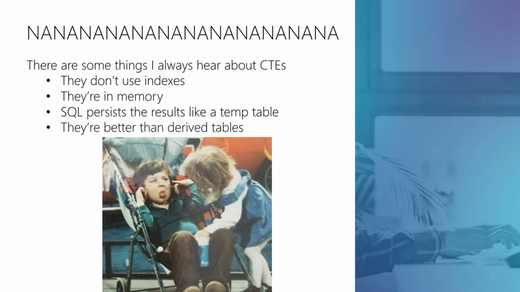So there are some things when I talk to people that I always hear about common table expressions. And they're all very depressing things. Like sometimes I hear that they don't use indexes, which is odd to me because they're querying tables that, well, hopefully they have indexes on them. If they're not using indexes because the tables don't have indexes, that's not the fault of your common table expression. I also hear that much like table variables, they're in memory only. They just hang out in memory because that's where you query them and that's where you left them and that's where they're going to stay.